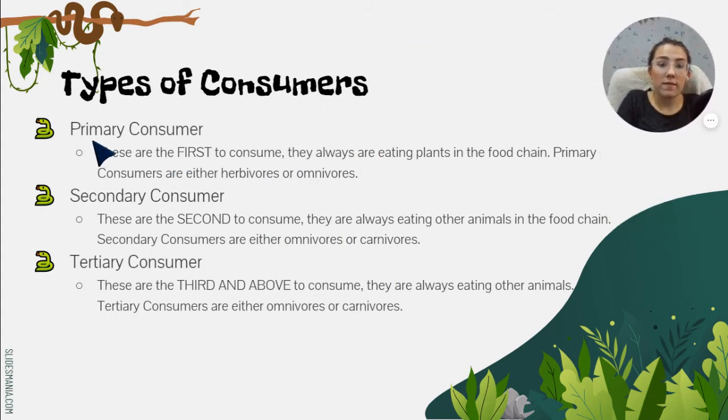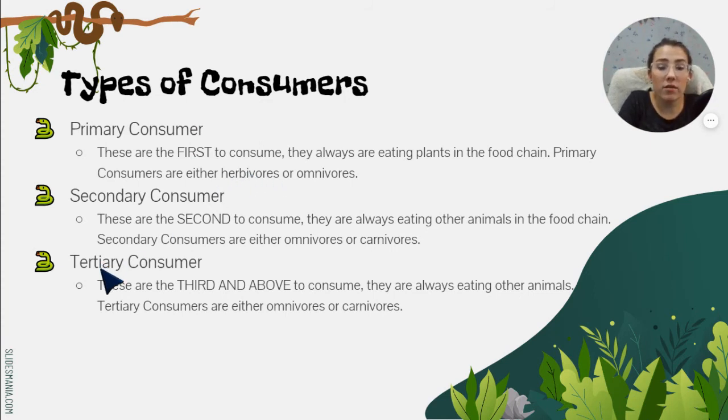So, like we talked about, the primary consumers come first to consume the plants, okay? Primary consumers have to be herbivores or omnivores because they're eating a plant, and carnivores don't eat plants, okay? The secondary consumer is second to consume, right? So they are always eating other animals in the food chain, meaning they have to be an omnivore who eats both plants and animals or a carnivore. This means herbivores can only be primary consumers who eat the plants because herbivores can only eat plants.